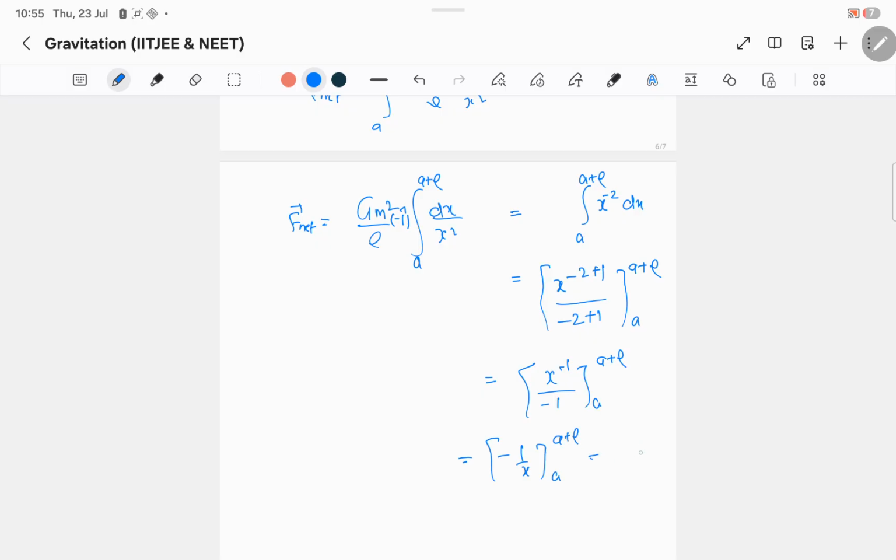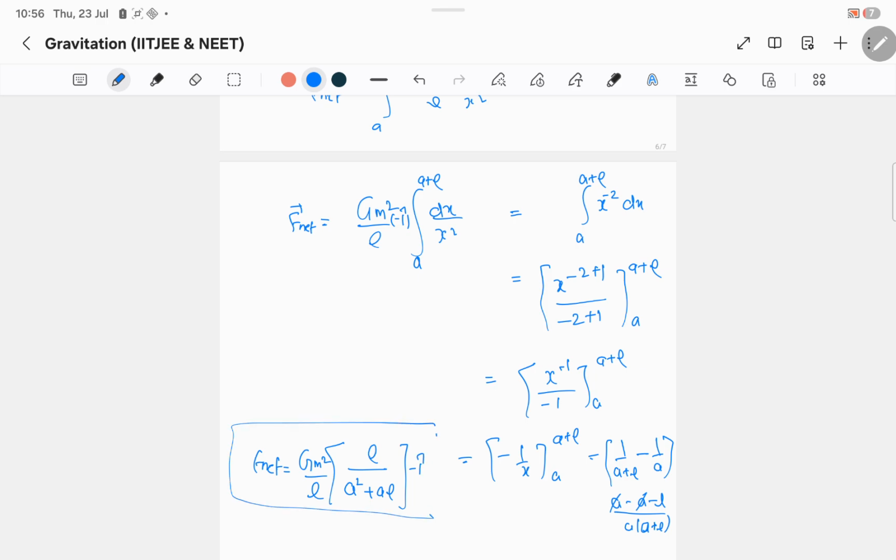Now upper limit minus lower limit: minus of 1 by a plus l minus 1 by a, and taking common, it becomes minus l by a into a plus l, which is minus l by a square plus a l, and the minus sign in front makes it plus. This is the integration value, so F net will be G M square by l times minus i cap. This will be your answer.